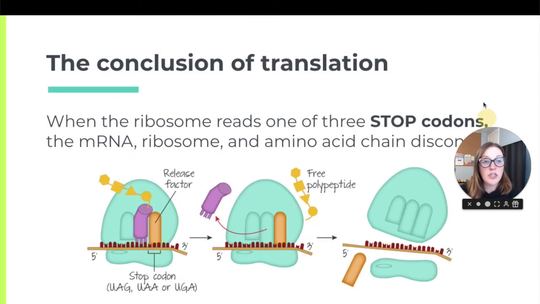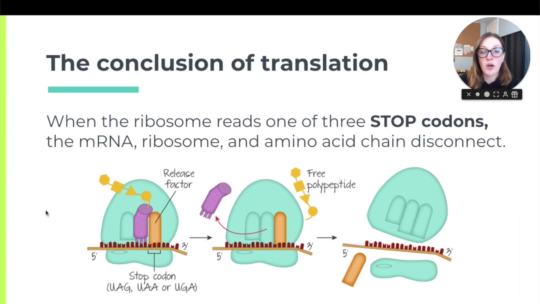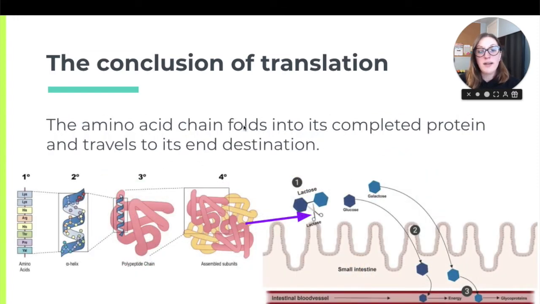So the conclusion of translation. When the ribosome reads one of 3 possible stop codons, the mRNA, the ribosome, and the amino acid sequence will disconnect from each other. All of this can then be reused for different parts of this process again. The amino acid chain will then fold into its completed protein and travel to its end destination.